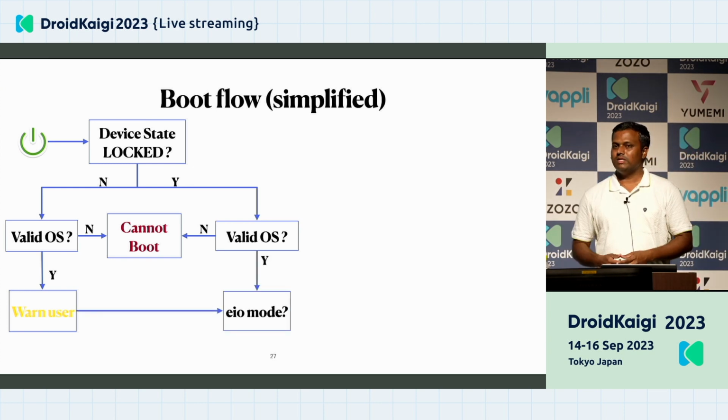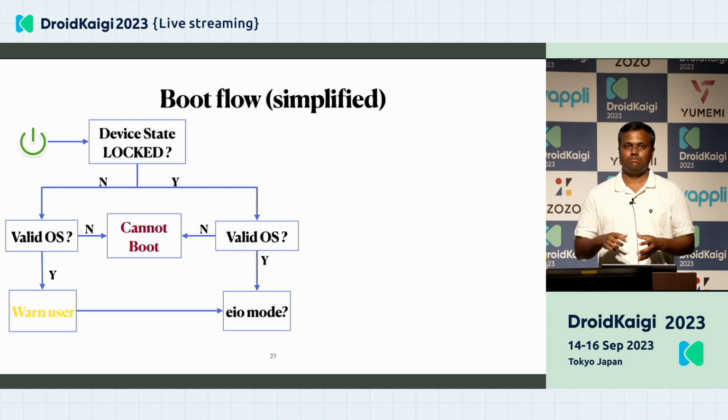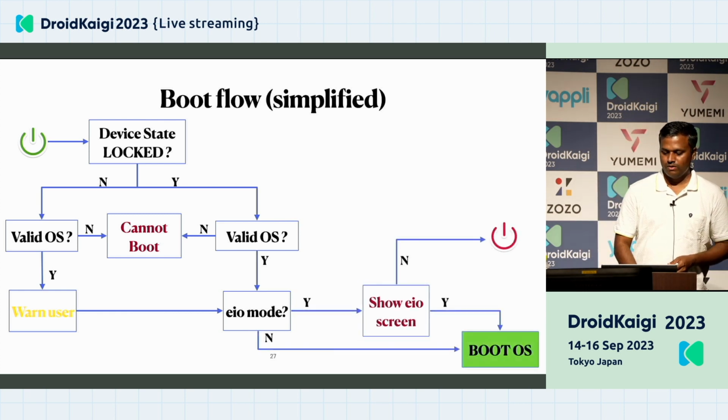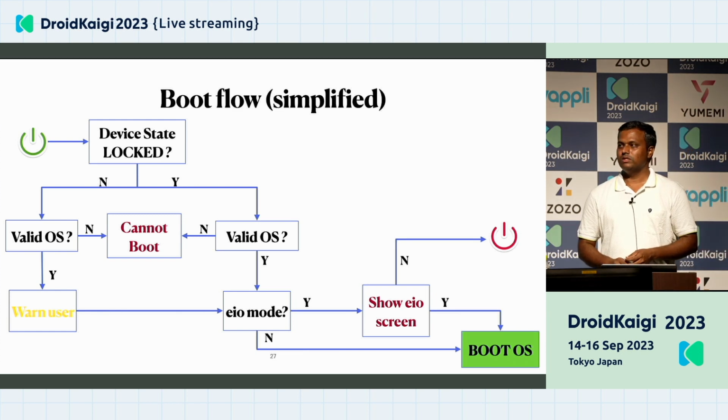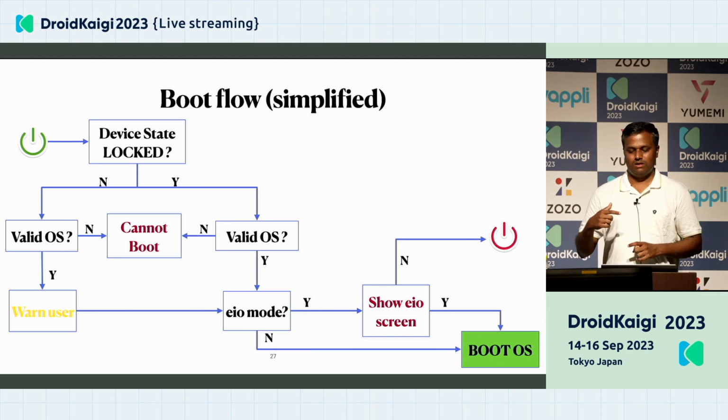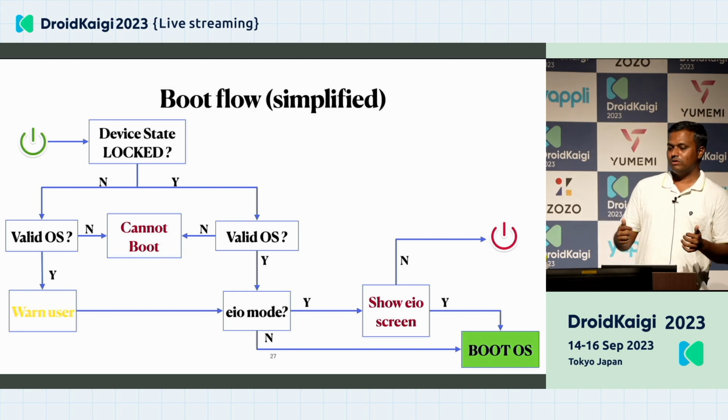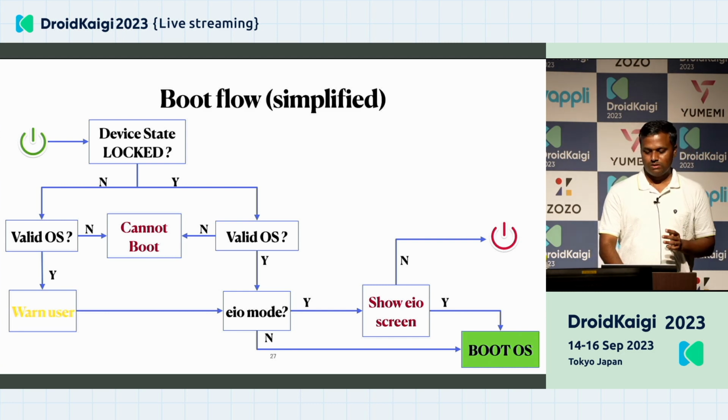Later, in both the cases, EIO mode will be checked, whether the system is being booted in EIO mode or not. If it is in EIO mode, then show the EIO specific screen. Here the system updater is allowed, and you can update. If a new firmware or new OS image is available, then you can download that, so that if there is any issue with the firmware or the OS image, it will get resolved. And if everything goes well, then the OS boot will finish successfully.